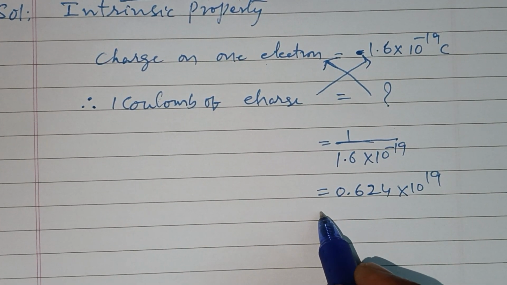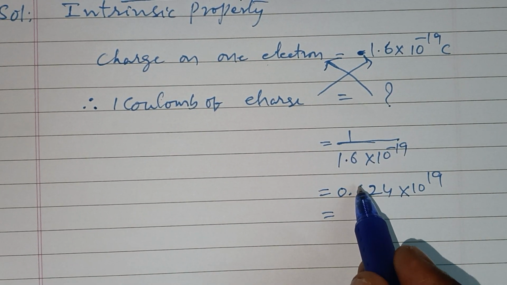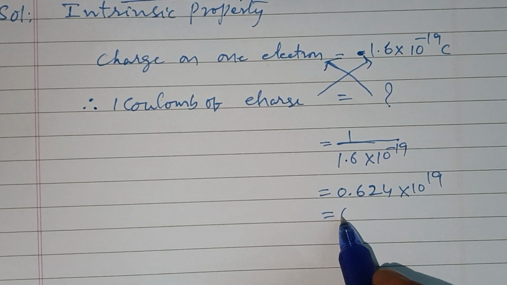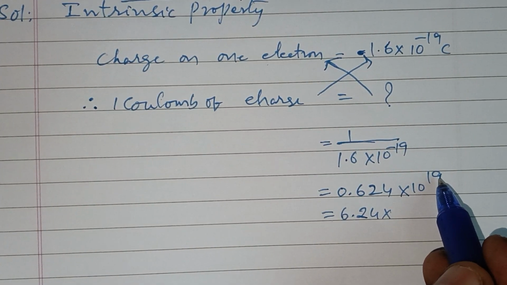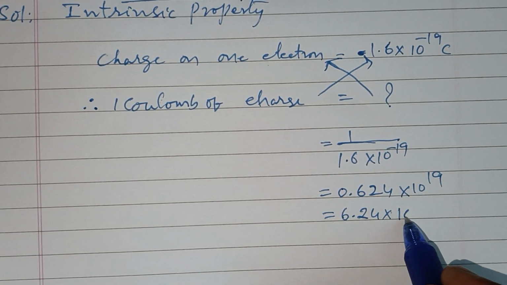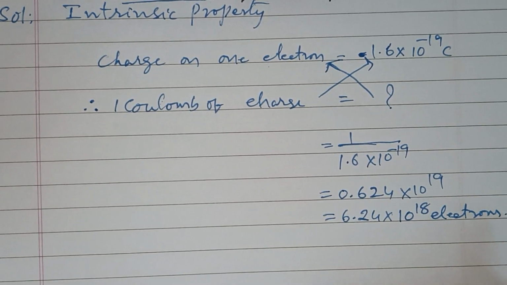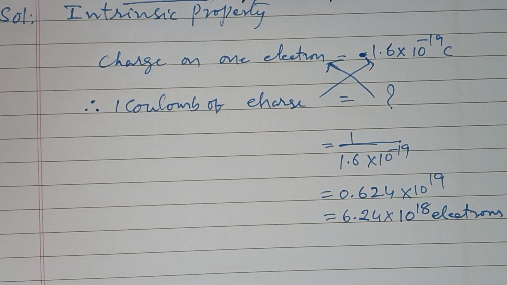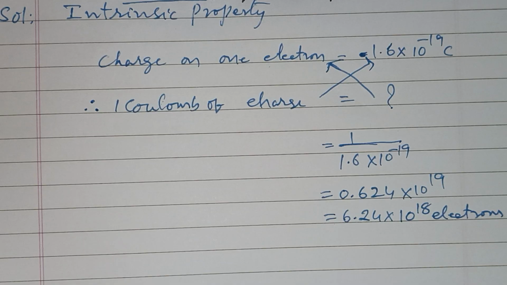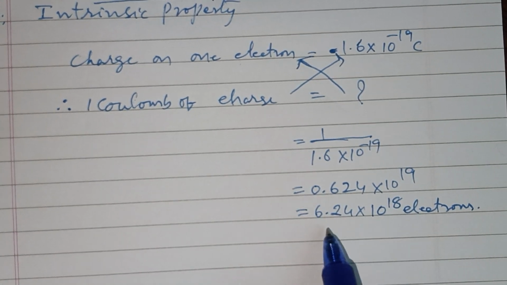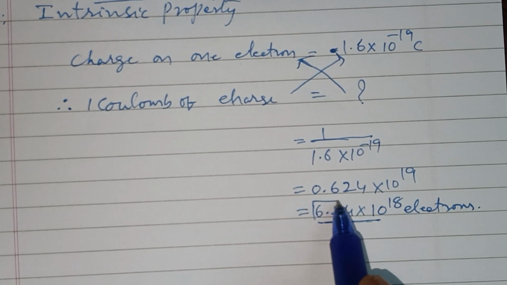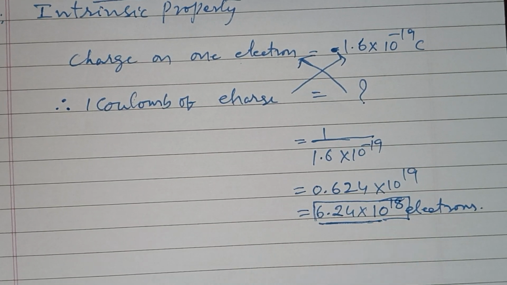From this, if you just shift this decimal here to the right side, then that is 6.24, and the power will be reduced by 1, that is 10 power 18. So 10 power 18 electrons are present in 1 coulomb of charge. 1 coulomb of charge is equal to the amount of charge present on 6.24 into 10 power 18 electrons. This is going to be your answer. This is how we have to find out the number of electrons in 1 coulomb of charge, right?